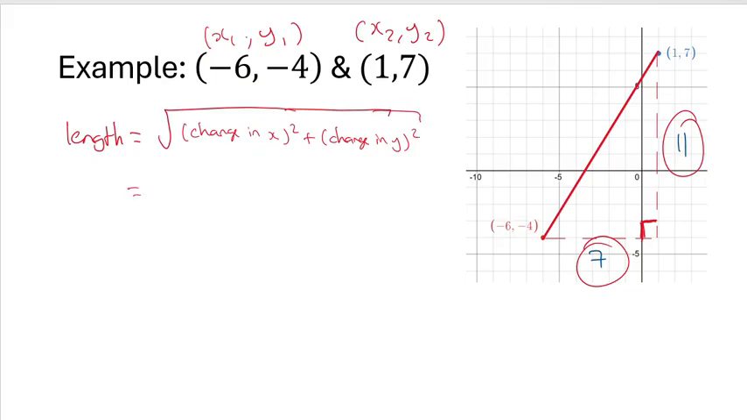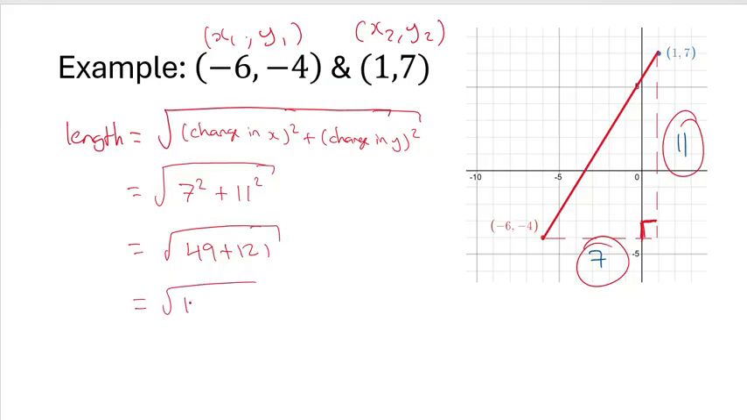Just like that. So we found the change in x to be 7, so 7 squared plus the change in y, which is 11 squared, and we're going to put that underneath the square root, and then you just sort of figure it out, okay? And then when you add it up, you get 170. There we go. That's your final answer, okay? So when you're given a graph like this, you can sort of figure it out pretty easily.